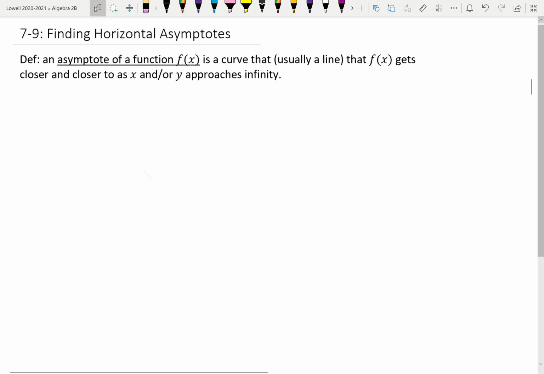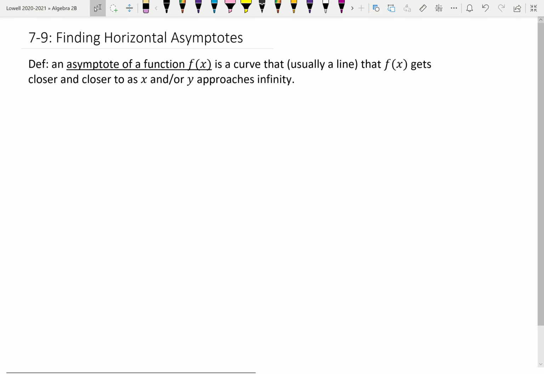Hello folks, so in this video I want to talk about how we can find horizontal asymptotes. We've talked previously about finding x and y intercepts and about vertical asymptotes as well as removable discontinuities, but we never talked about horizontal asymptotes, and that was because this is pretty easy to find back when our rational functions were a little simpler, but now we're going to take a look at more interesting ones.